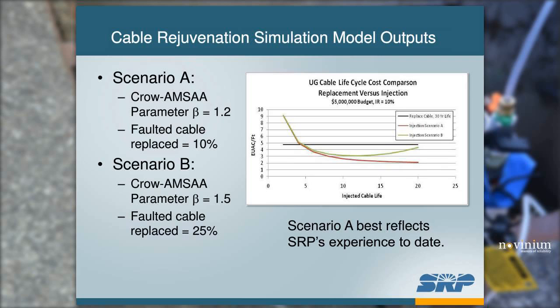So when we run the model, we typically look at several scenarios, and you can see on the x-axis that economic life, injected cable life, versus the equivalent uniform annual cost per foot.